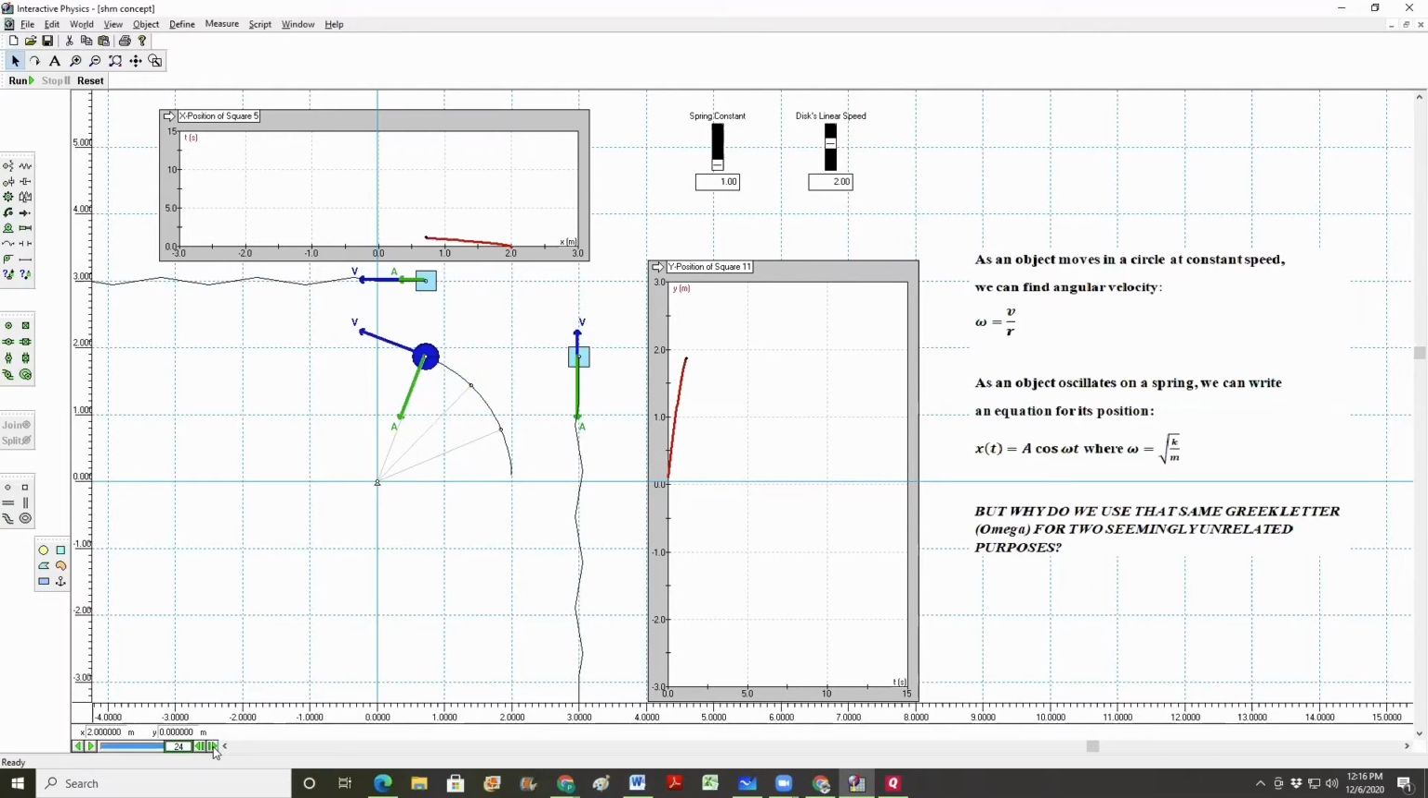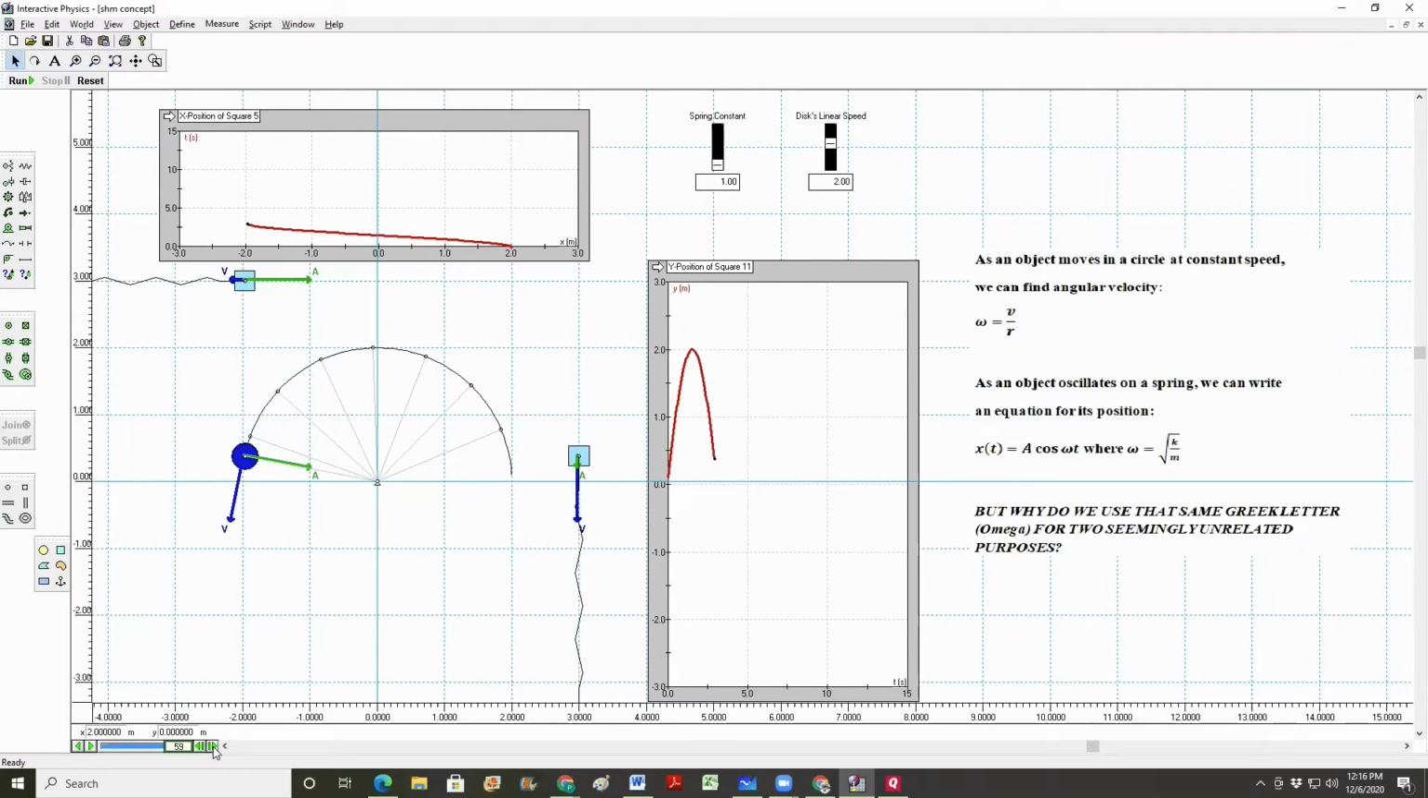And you can see if we just focus on the vertical motion, the disk and the box are staying aligned, and their vector components match if you just look at the vertical components of the velocity and acceleration vector for the circle. The same thing is true of the horizontal components.